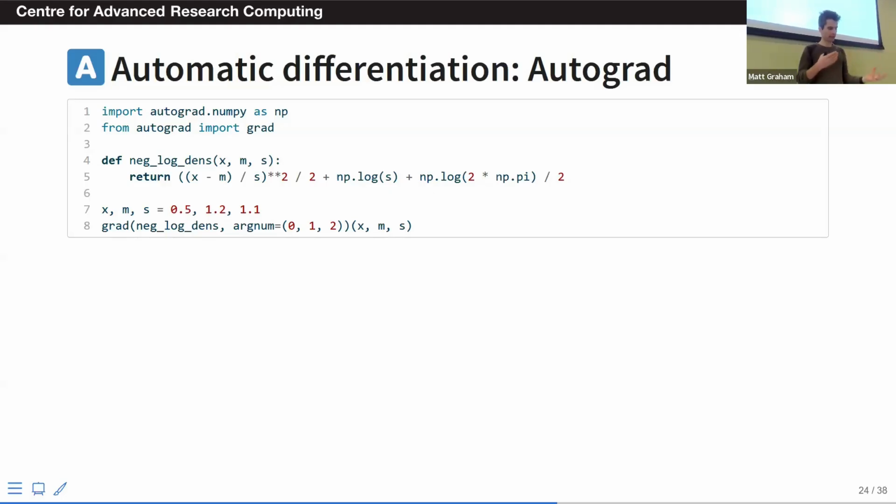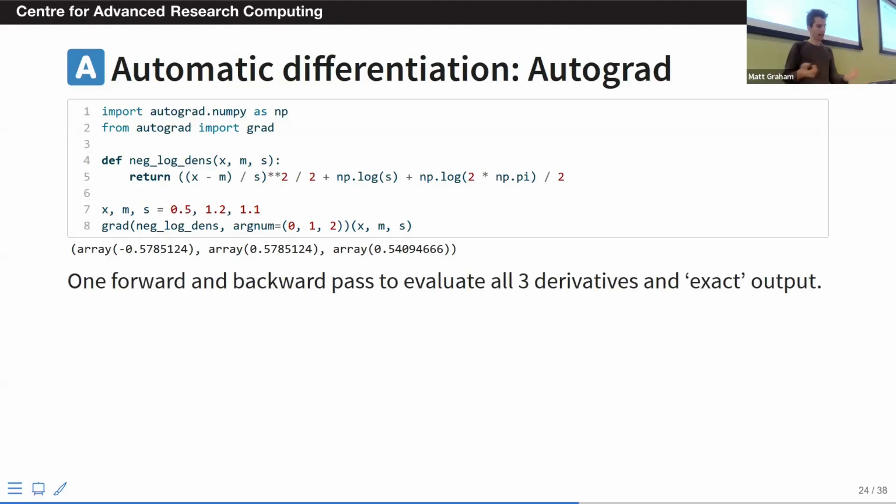And in particular, it provides these functional derivative operators that you can apply to a function and get another function out, which corresponds to the relevant derivative of that function. So here we apply the grad operator to our negative log density function. We specify we want to compute derivatives with respect to all three arguments. And importantly, this will give us the numerically exact, modulo floating point error, derivatives out. And this will all be done in a single forward and backward pass. So if we had more inputs here, this wouldn't scale the computational cost. It would remain just a constant factor overhead of evaluating the function itself.